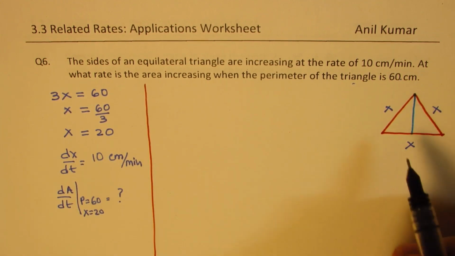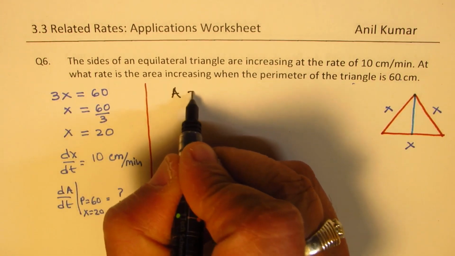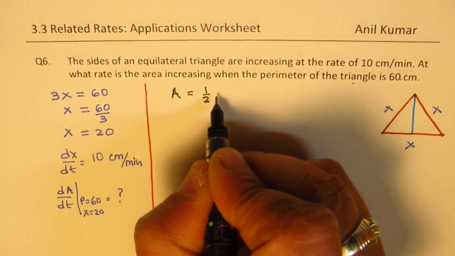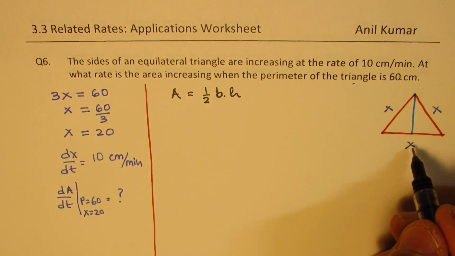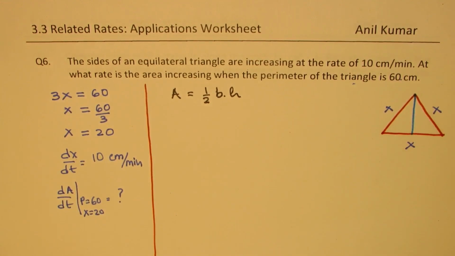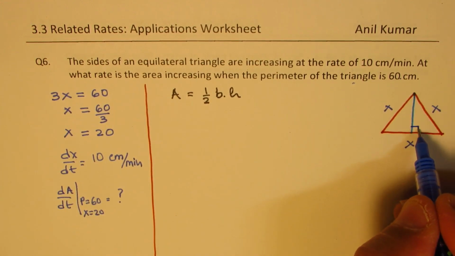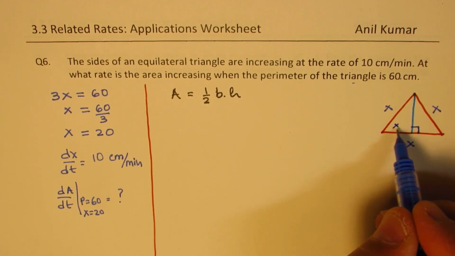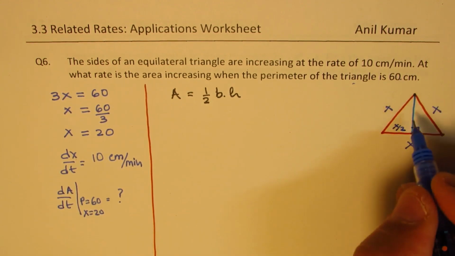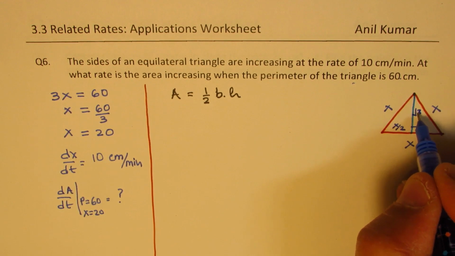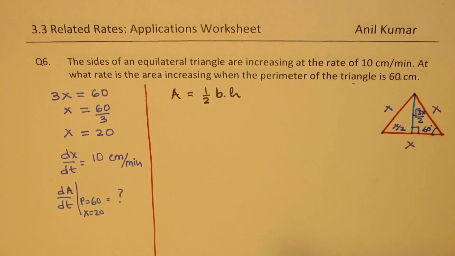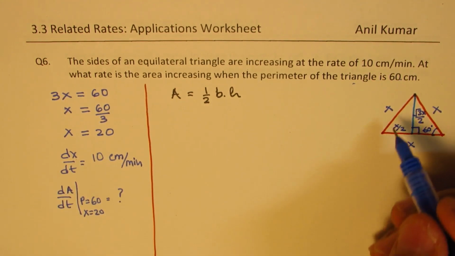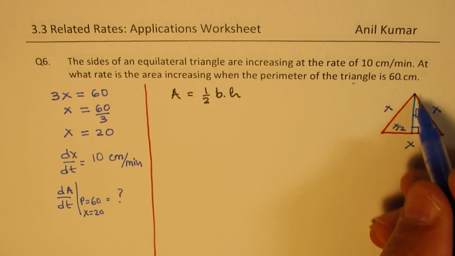Now, the area of the triangle here is half of base times height. Now, what is the height? We know base is x. Well, in this case, this is a right angle triangle. This will be x by 2, right? And we know this side is square root 3 times x by 2. So when these angles are at 60 degrees, you can use trigonometry or you could use the Pythagorean theorem, anything, right?